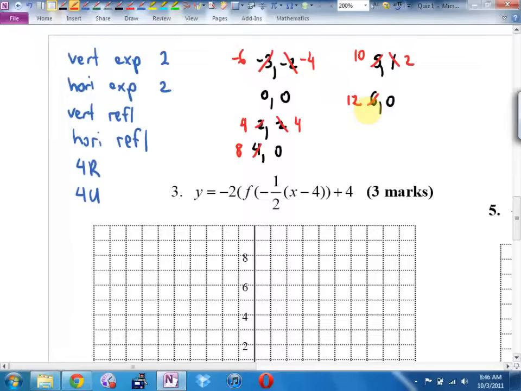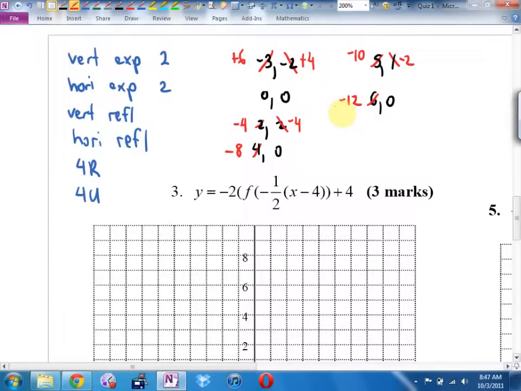Vertical reflection, that's going to become a positive, that's going to become a negative, which isn't going to make a difference. That's going to become a negative, that's going to become a negative, which isn't going to make a difference. That's going to become a negative. Let's make that negative a bit clearer. That's going to stay where it is. Horizontal reflection, that'll become a positive, and the rest will become negatives.